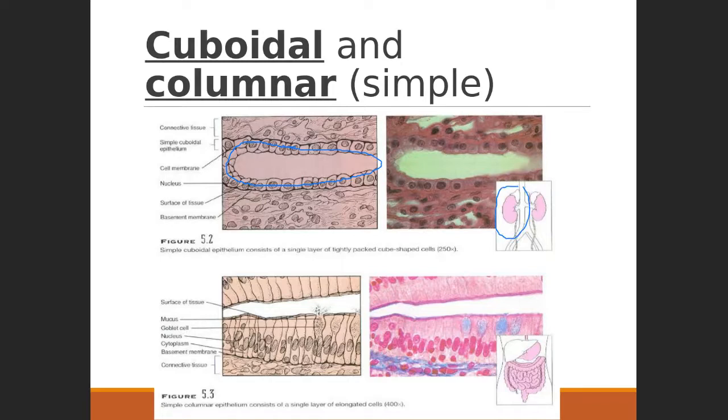Here's what a columnar cell will look like. Now, I said earlier, it's not going to look like a nice geometric shape, right? But that cell is distinctly taller than it is wide. That's a columnar cell. One distinct layer, as we can see a different type of tissue underneath it.